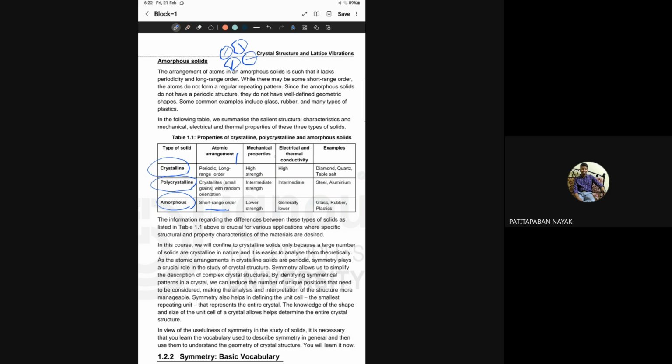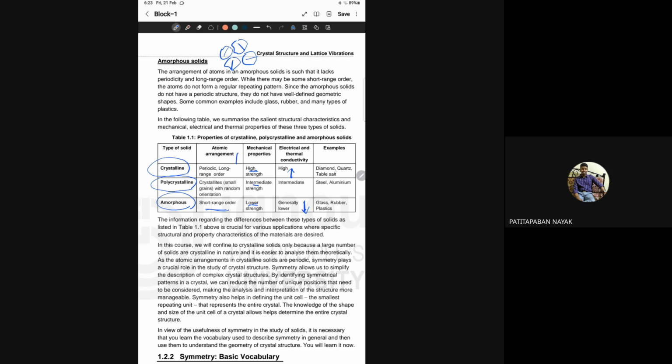Then we come to mechanical properties. You can see crystalline has high mechanical strength. And amorphous is very low strength, as we can expect. And polycrystalline is somewhat in between. Here it is high, here it is low, and here it is somewhat in between. Electrical and thermal conductivity: for a crystalline material, with a periodic arrangement of atoms, the electrical conductivity is high. Whereas for amorphous, the electrical and thermal conductivity is very low. And of course, polycrystalline is somewhat in between.